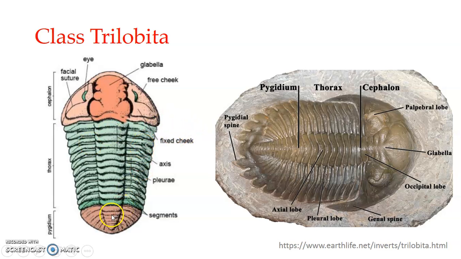Coming to the pygidium, the tail section, it is composed of a variable number of fused segments at the posterior end of the trilobite. The cephalon of a trilobite is normally wider than the thorax, but the size ranges from extremely small to larger than the cephalon. So it is slightly tapering toward the posterior. So these are the morphological features of the different groups coming under Trilobita.